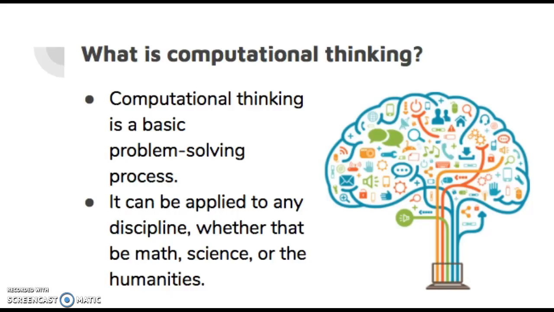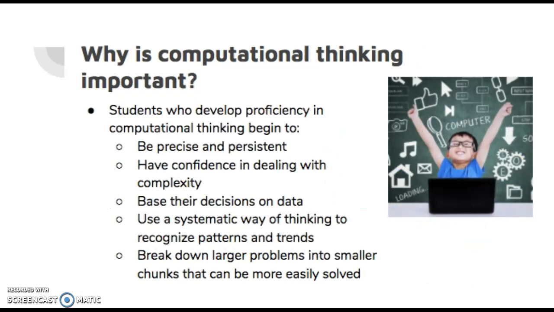Computational thinking involves much more than just technology. It is a way of processing information. It is a basic problem-solving process which can be applied to any discipline, whether that be math, science, or the humanities. Computational thinking ultimately needs to be a fundamental part of the way people think and understand the world.